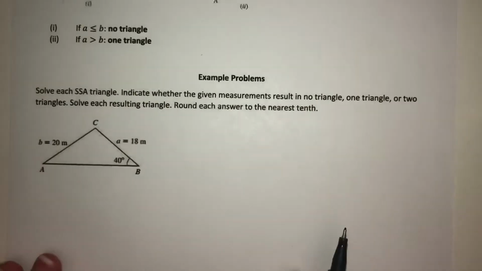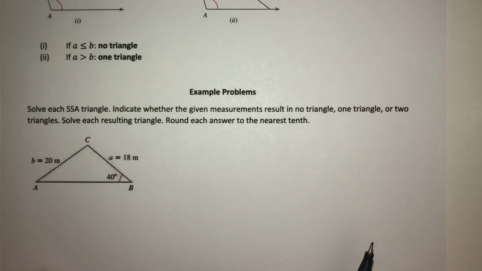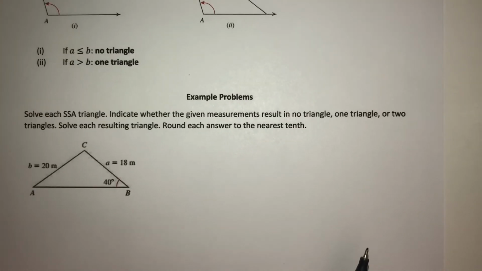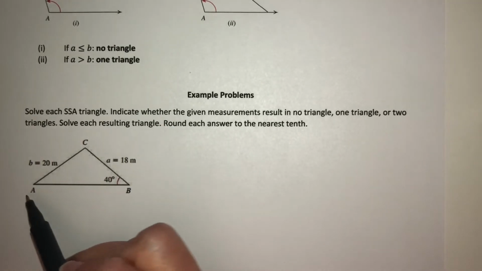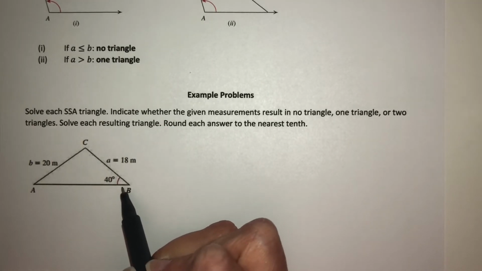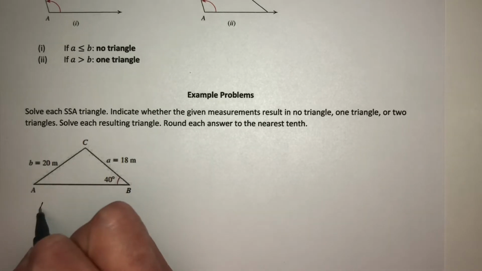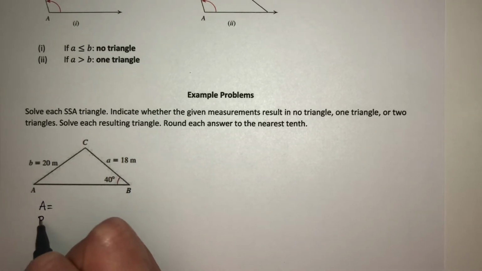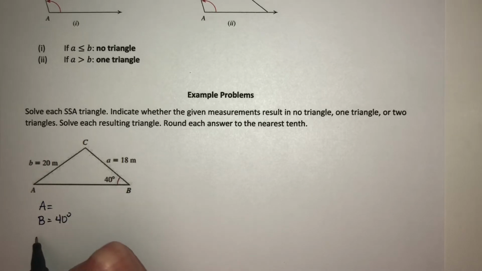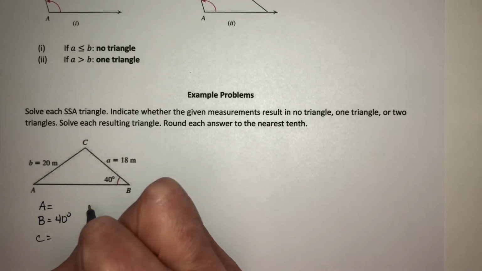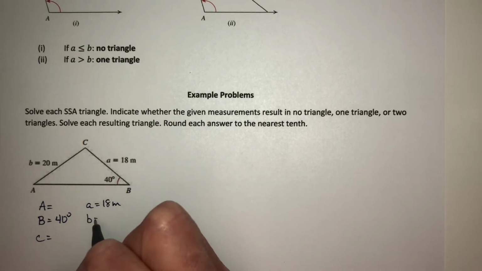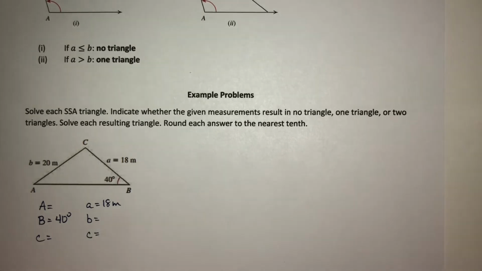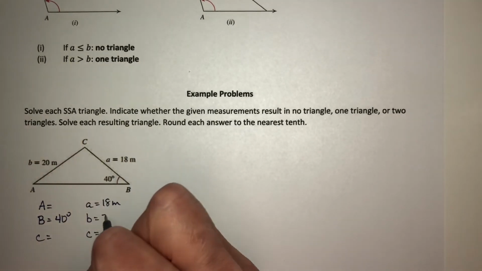Okay, so let's work on solving this triangle, and we're going to solve each one as much as possible. Here I have angle B, I have two sides. So I do not know angle A. B is 40 degrees. C, I do not know. Length A is 18 meters. Length B, we do not know. And length C, we do not know. Oh, wait, no, we do know B. Sorry, 20 meters.